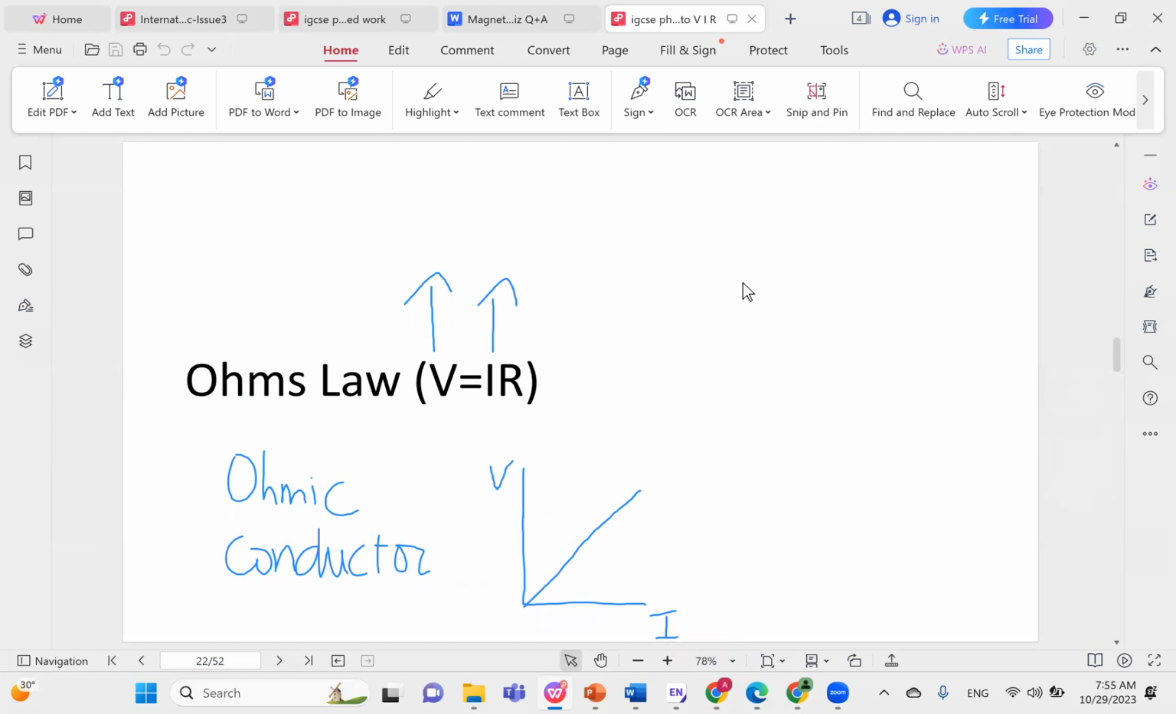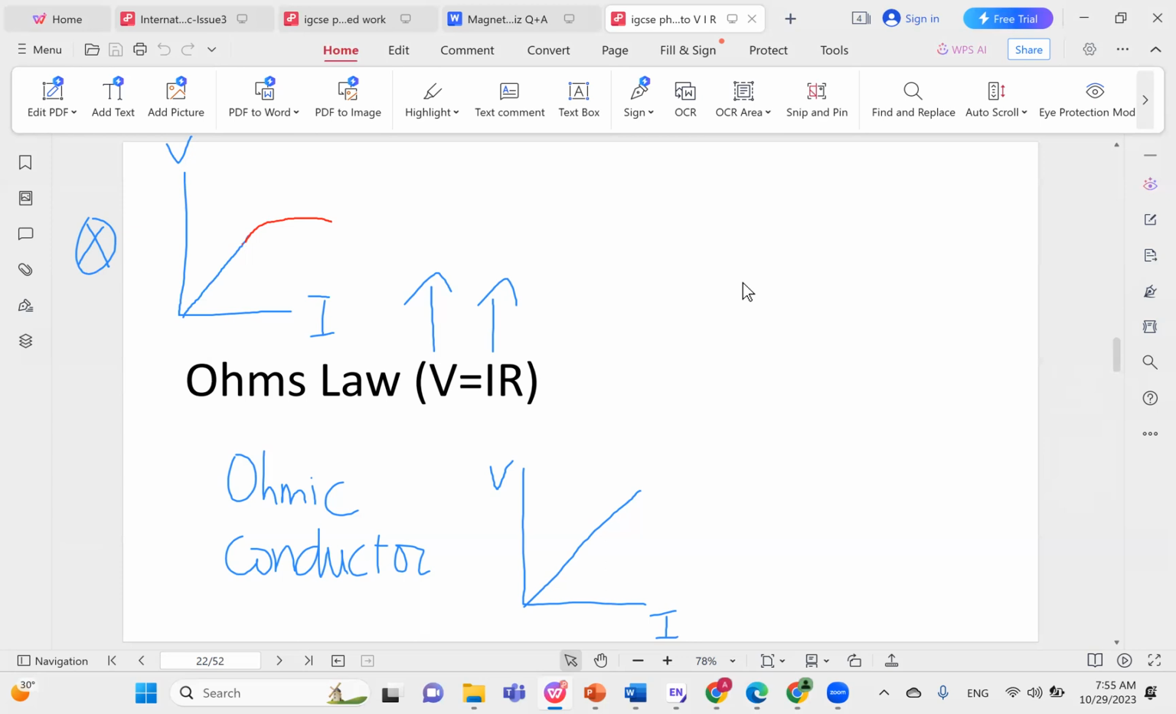However, for a simple light bulb or filament or whatever, it would still follow Ohm's law initially. So initially, we would have I and V, and we would have a straight line like this. But then after it heats up, because the flow of current makes the lamp hotter, we see that the curve actually bends like this. These are the two types of conductors that we are interested in for the time being.